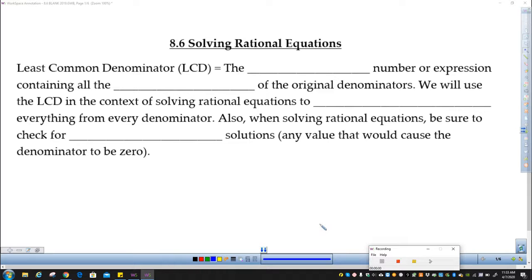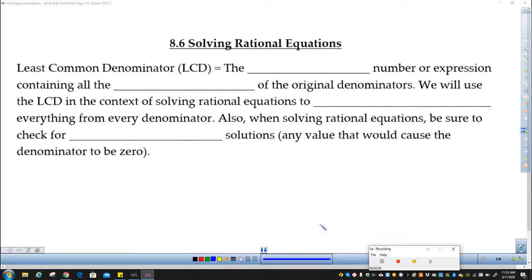All right, this is the last lesson of Chapter 8. So today in 8.6, we are going to be looking at solving rational equations. All of our work up until this point has been dealing with expressions, which means there was not an equal sign. We were not worried about solving for x. We were just simplifying those expressions, multiplying, dividing, adding, subtracting. Today we are solving rational equations. So we are actually solving for x. We're trying to find the value of x that makes the equation true.